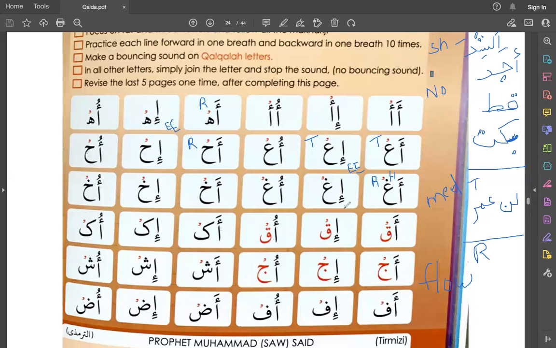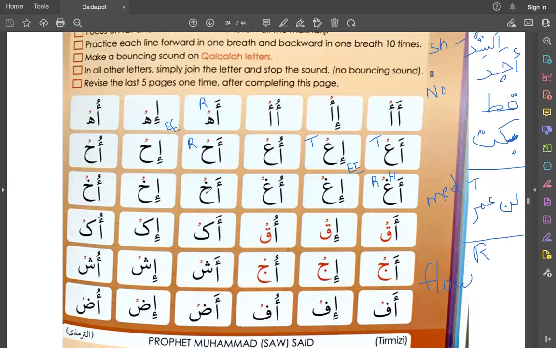For kasra, give a clear E sound. The sound shouldn't stop. For dhamma, circle your lips, and as soon as you say ghain, your lips should be in a very normal and natural position. Otherwise, you will give the sense that ghain has dhamma too. No, there is no dhamma on ghain. There is sukoon. And whenever you are saying any letter with sukoon, your lips should be in a normal, natural position.